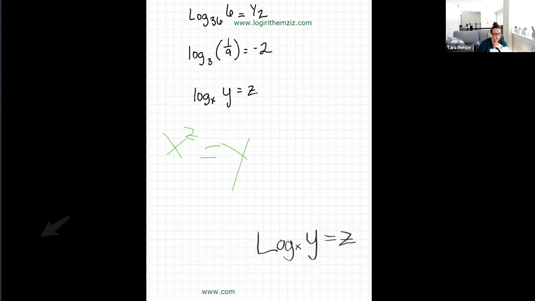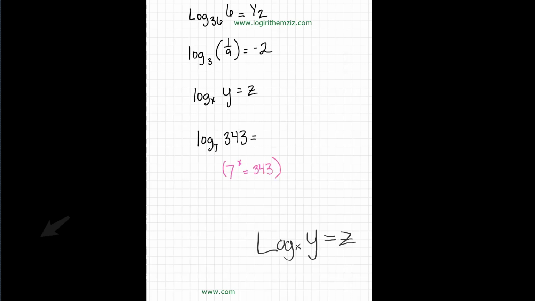Okay, so let's do a real life one. Log base 7 of 343. What's the answer, guys? So what we're saying to ourselves is, to what power can we raise 7 in order to get 343? That's what we're saying to ourselves. So what would be the answer? Three. 3. Super easy, right?